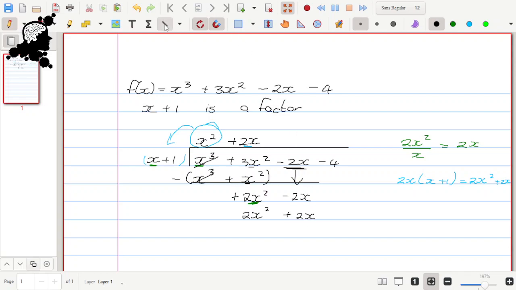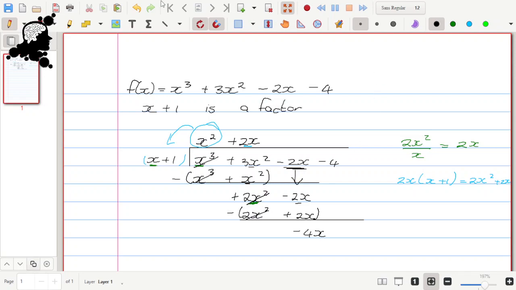Once again, I need to do some subtraction. So I'm going to put a line here. Then I put a bracket and a minus. 2x squared minus 2x squared, that will cancel out. Negative 2x minus 2x, that's going to give us a negative 4x.